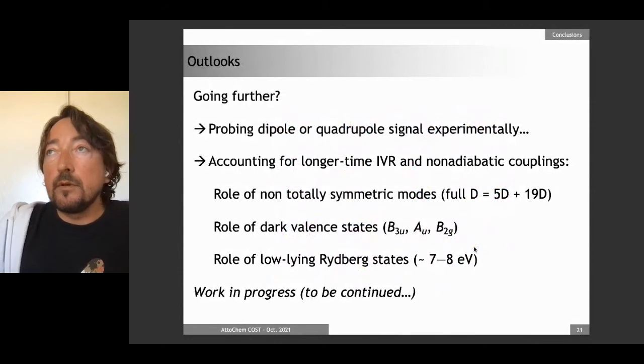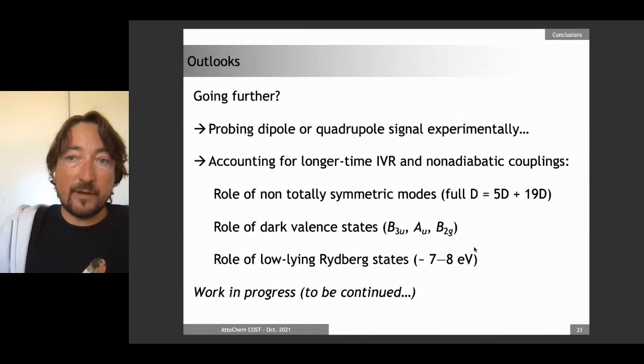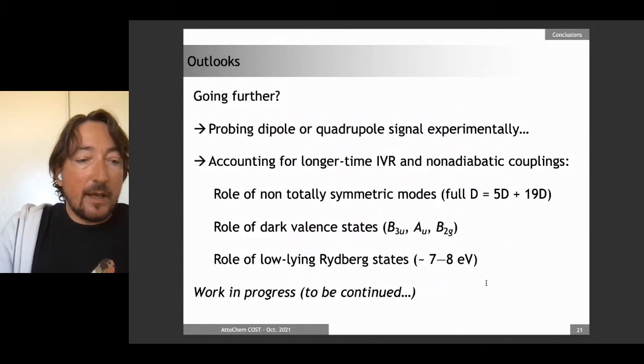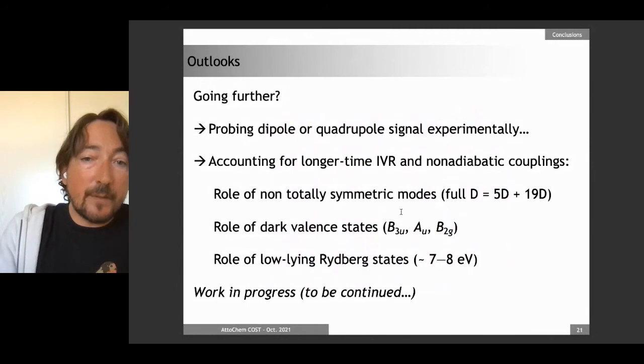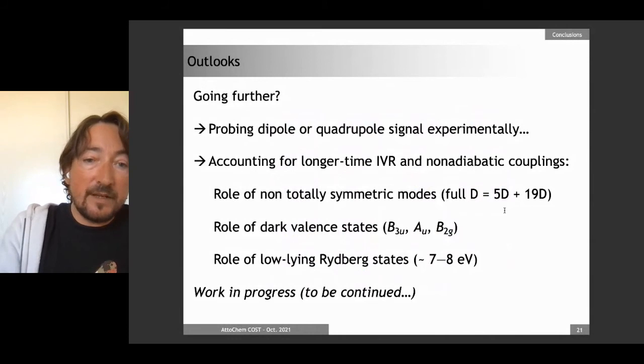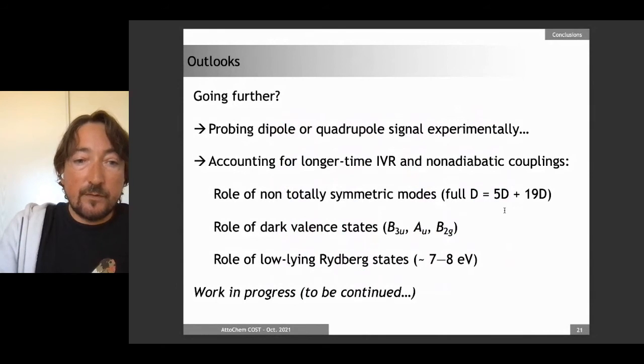Now I told you we considered a model limited to the totally symmetric vibrational modes, and we should go further. Experimentally, it would be to have a setting that shows the evolution of a dipole, or perhaps a quadrupole, some kind of property of the molecule. But in terms of calculations, we should account for longer time IVR with dispersion to non-totally symmetric modes, which means that we have to account for 24 modes instead of 5, the effect of non-adiabatic couplings, the possibility of transferring population to other states, especially dark states, or perhaps the low-lying Rydberg states around 7 to 8 electron volts. So that's work in progress.